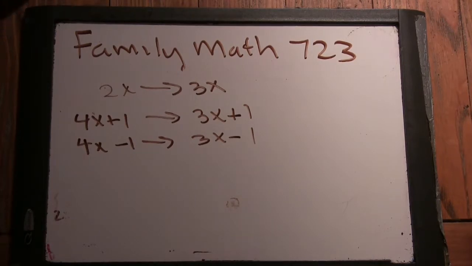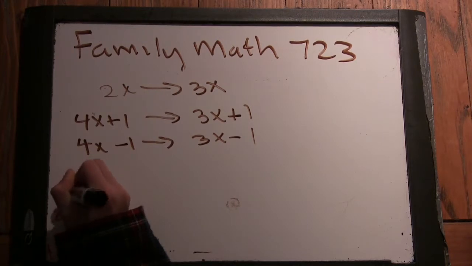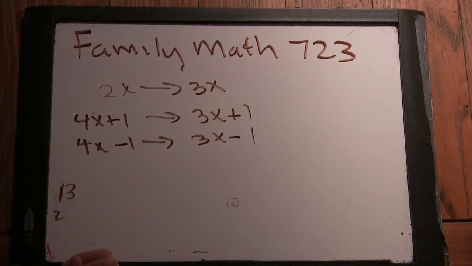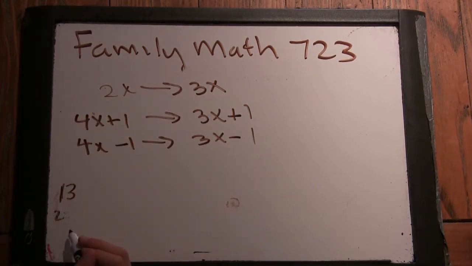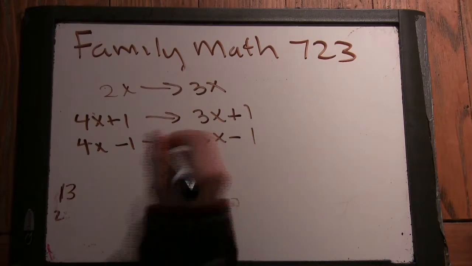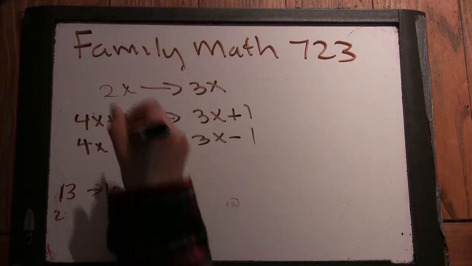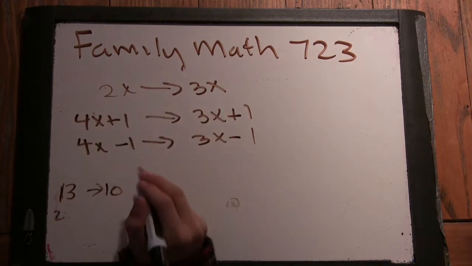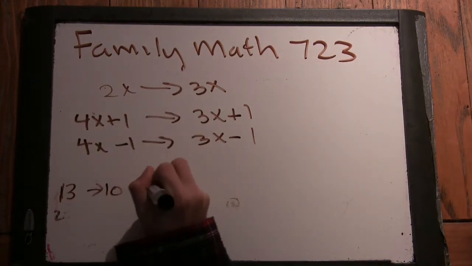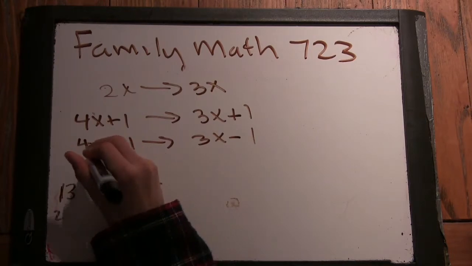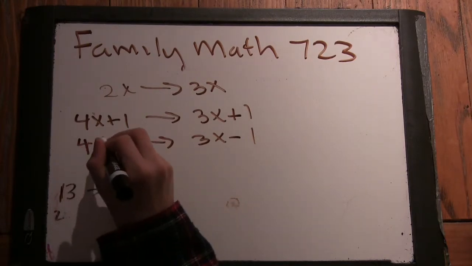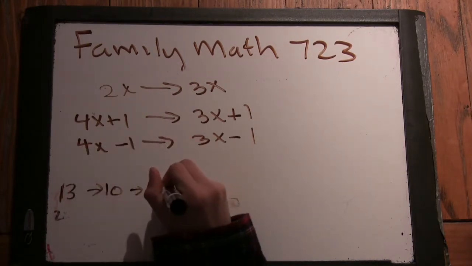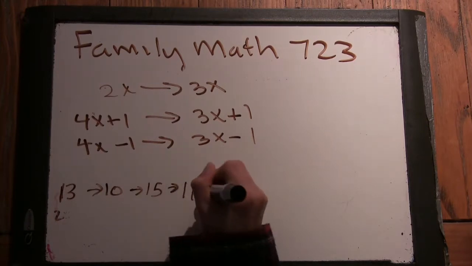Alright, you want to pick a number to start? Okay, how about 13? So this would be this form. X would be 3. So we go to 10. So this form, so we go to 15. Yeah. So we go to 11, it looks like.